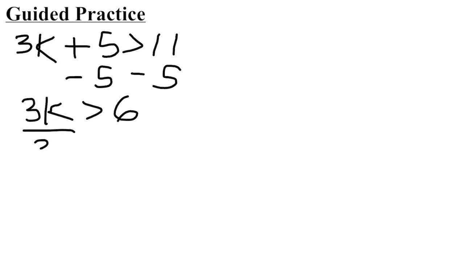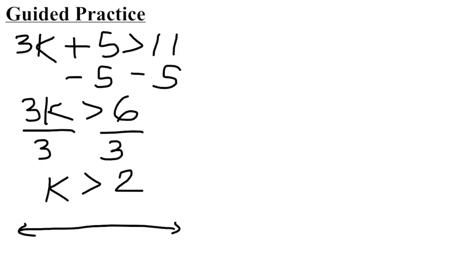And then we're going to divide both sides by 3. We're not dividing by a negative, so we don't have to flip the inequality on this one. And 6 divided by 3 is 2. And then to graph that, we've got 2, 3, and 1. And we have an open circle, and k is greater than, so our arrow goes to the right.